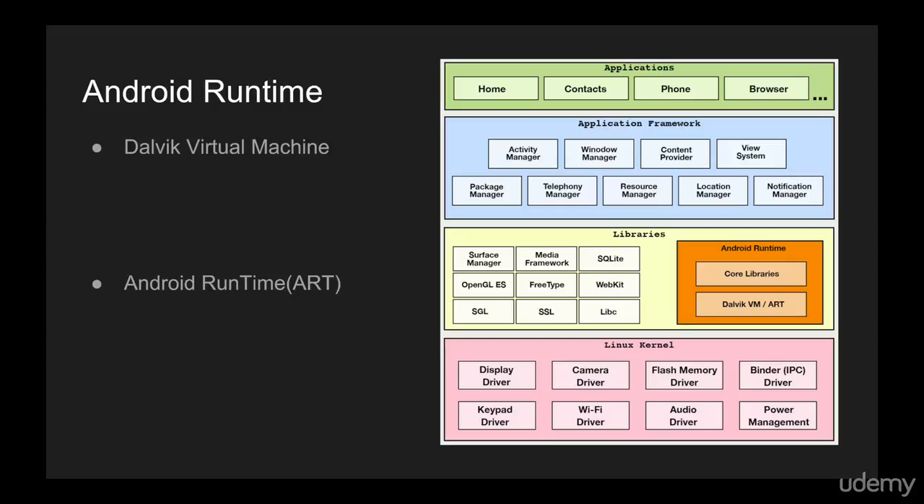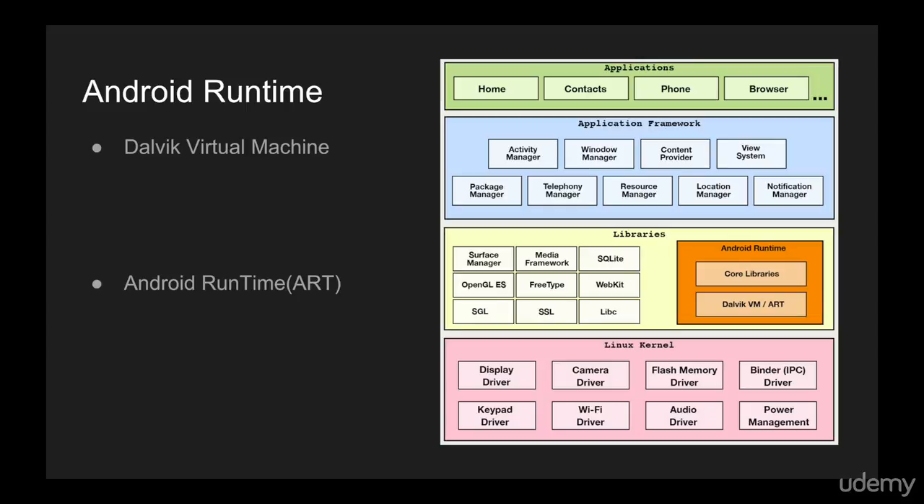Next is the Android runtime. The Android runtime provides a key component. Before Android 5.0 Lollipop, it used the Dalvik Virtual Machine, which is a kind of Java virtual machine specifically designed and optimized for Android. The Dalvik virtual machine makes use of Linux core features like memory management and multi-threading, which is intrinsic in the Java language.